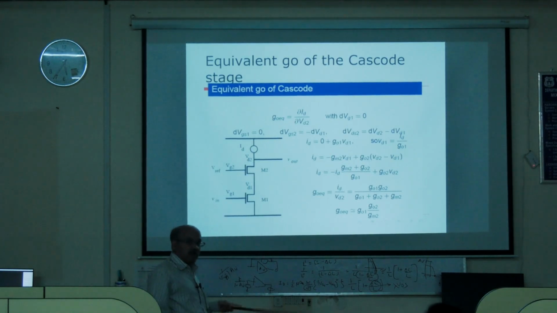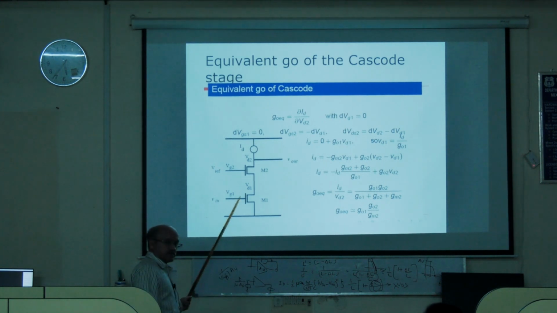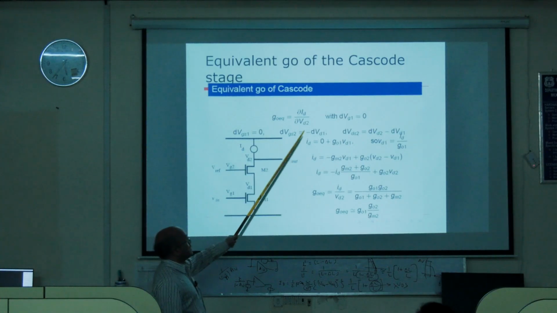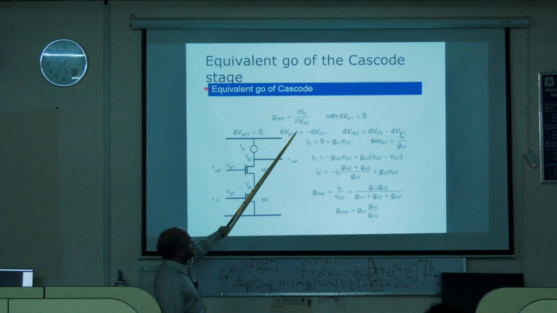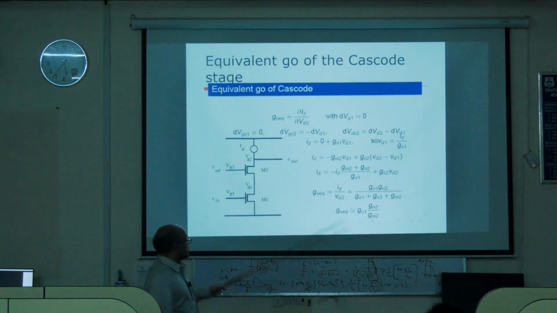If this is also there, I can't exactly tell that this current variation is only due to the variation of this voltage. So when the current is a function of two voltages, and I want to evaluate the variation of the current only due to one voltage, I have to mute the other. So this fellow is muted. Therefore this becomes dou ID by dou VD2 with dVg1 equal to 0. This Vg1, right? This fellow is 0.